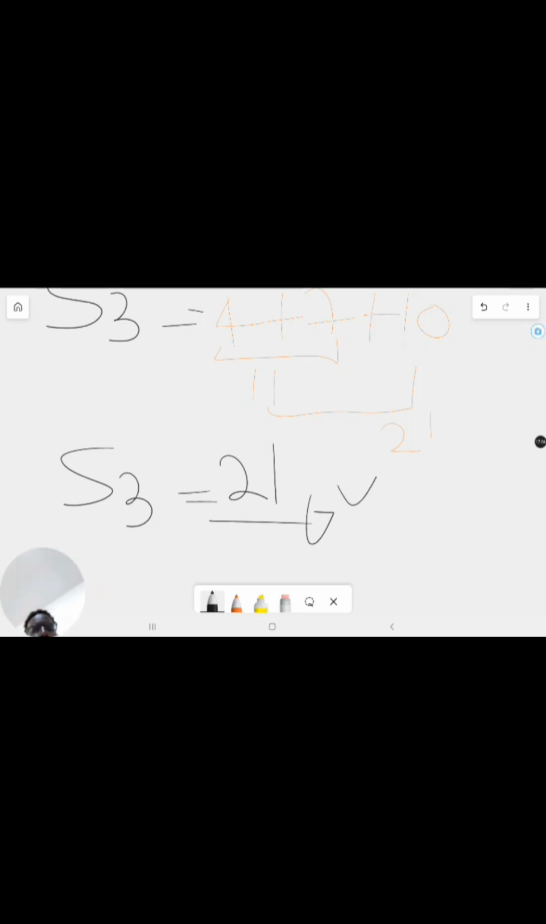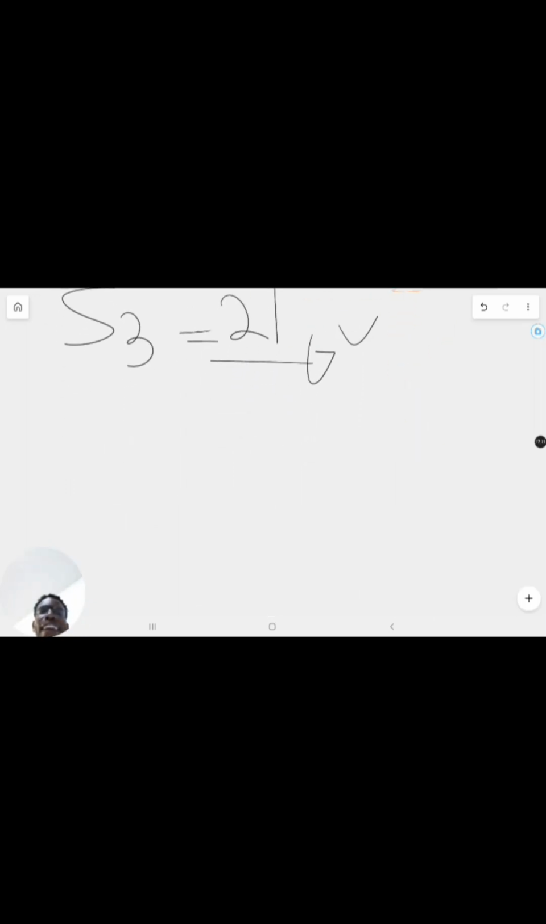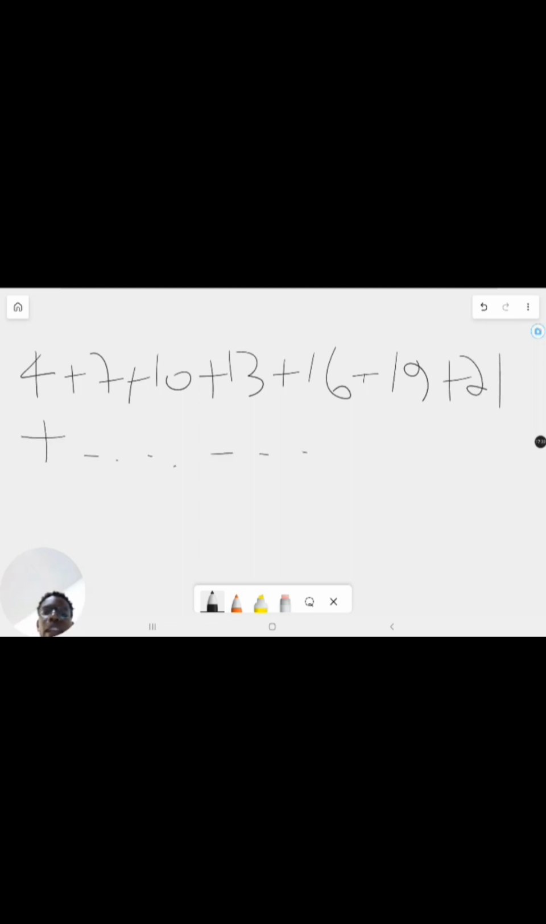Okay, now, just like I explained for arithmetic sequences, what if you've got a lot of terms? I'm just going to use the same sequence again. Let's say you've got a lot of terms. You've got 4 plus 7 plus 10 plus 13 plus 16 plus 19 plus 21 plus all the way to whatever.